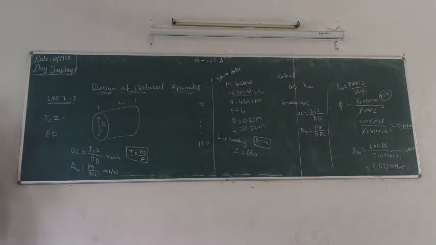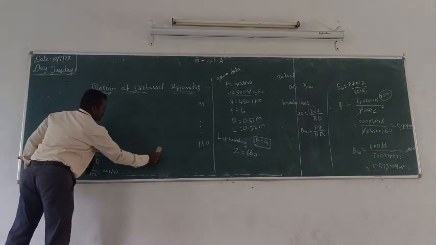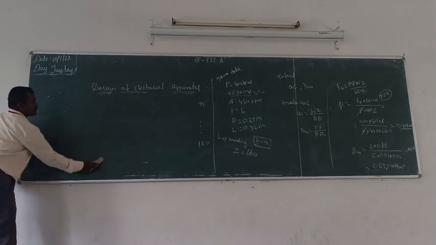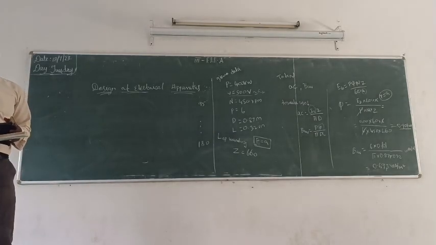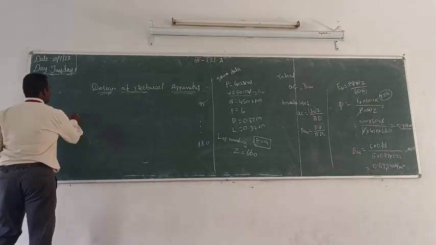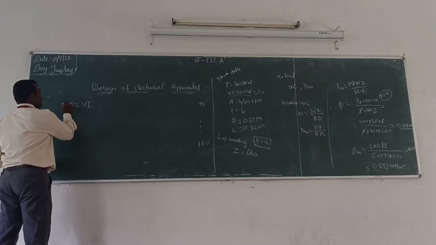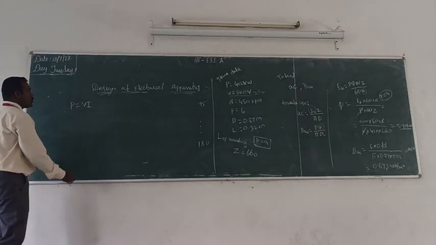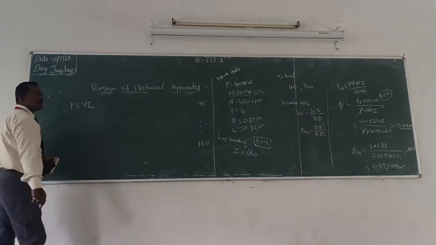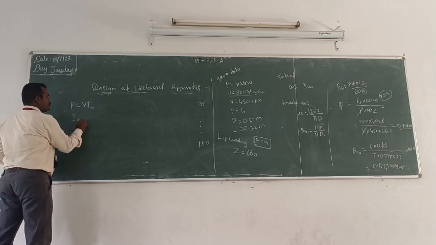We have another relationship. We all know the formula for power: P should be equal to V into I. So in any motor you can find the flow of current, that should be the armature current, right? That is the armature current. So from that you can find the armature current.